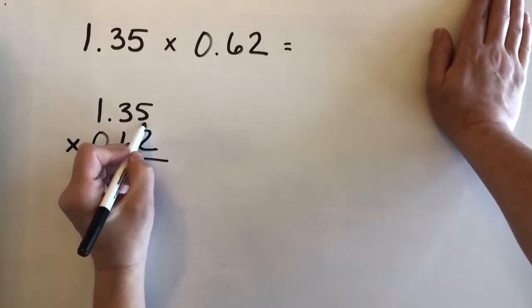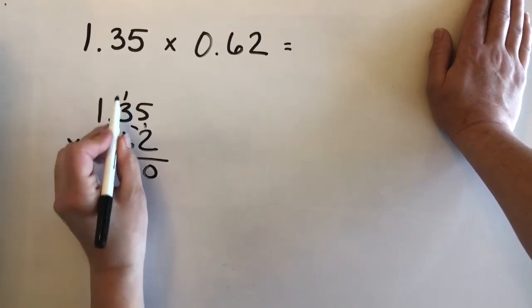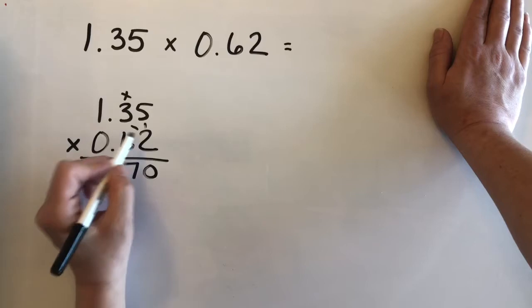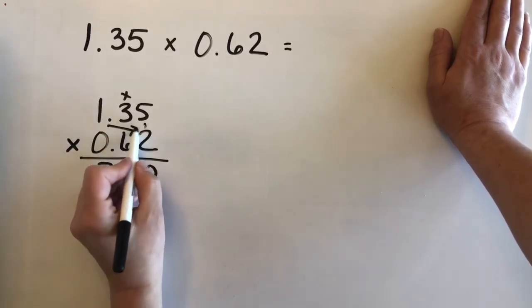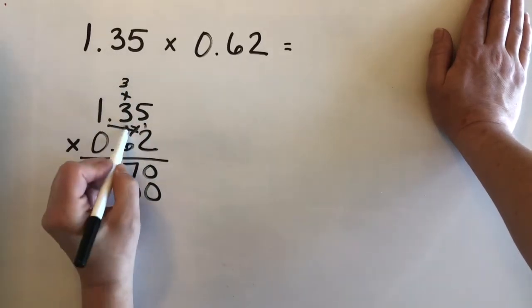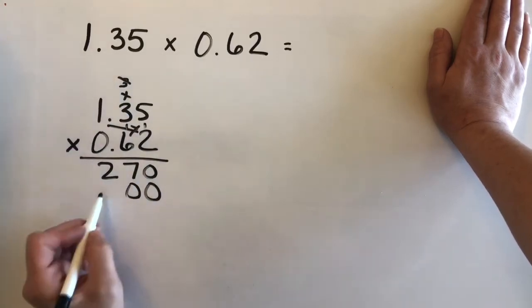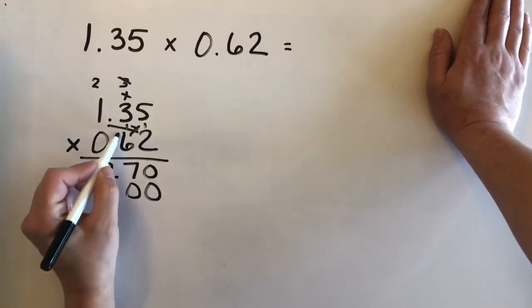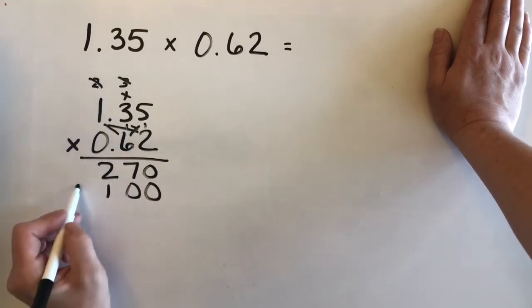So once again, I do 5 times 2 is 10, carry the 1. 3 times 2 is 6, plus 1 more is 7. 2 times 1 is 2. Placeholder. 6 times 5 is 30, carry the 3. 6 times 3 is 18, 19, 20, 21, cross it off, carry the 2. 6 times 1 is 6, 7, 8.